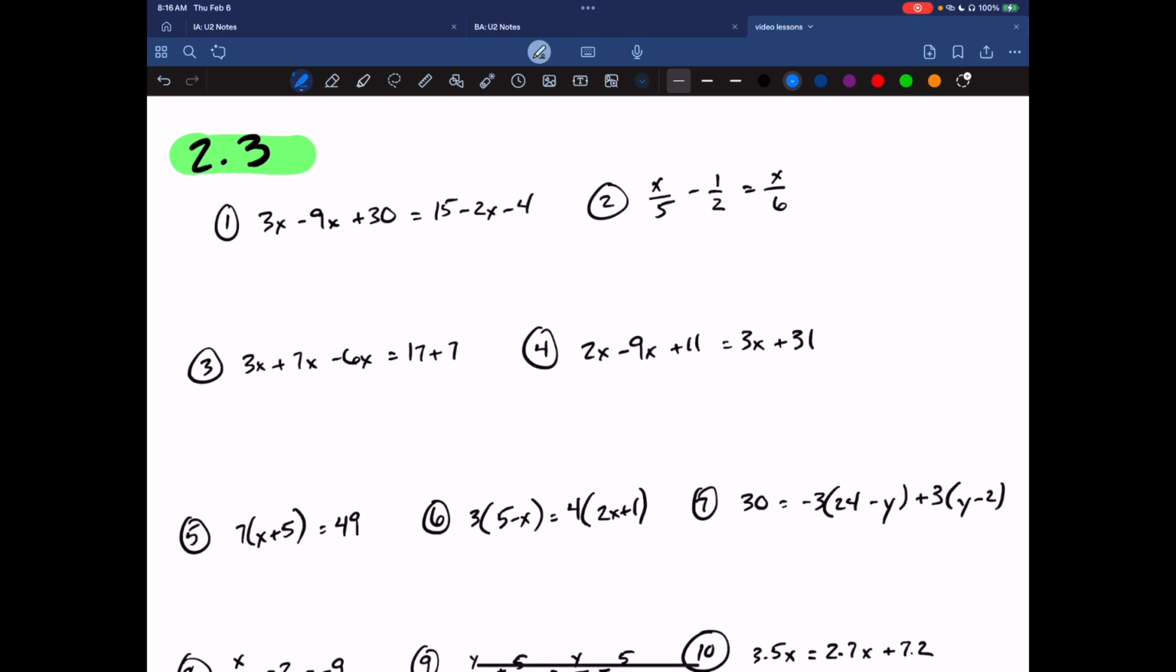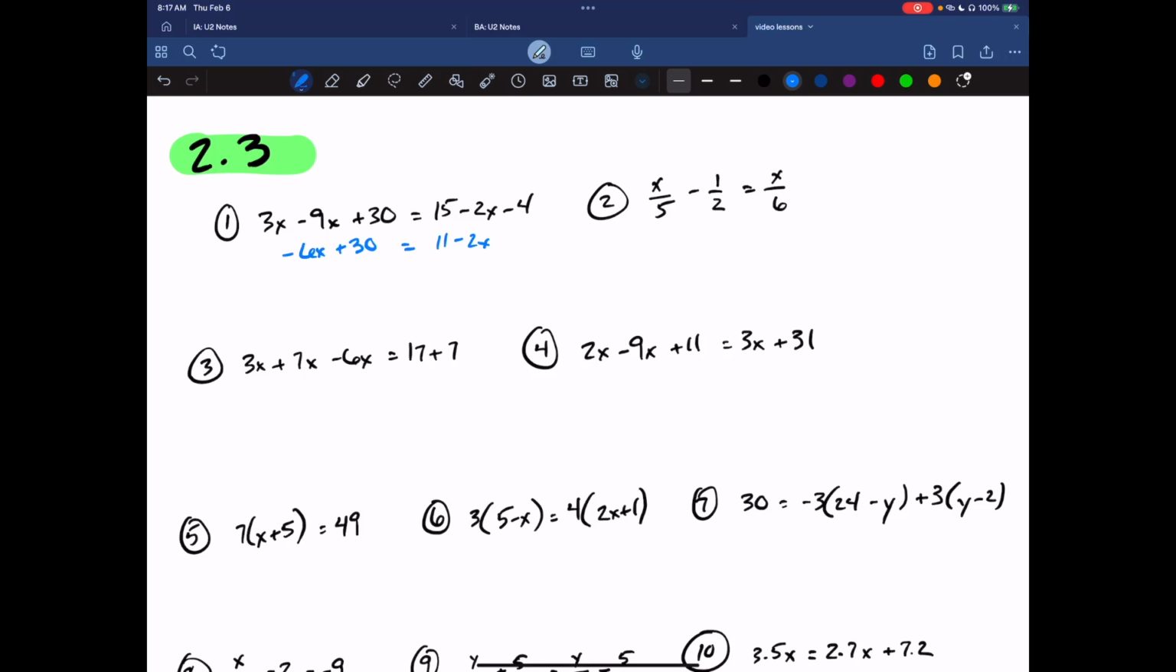On 2.3, it's a lot of basic stuff. We're just doing basic operations, combining like terms. So on number one, we have 3x minus 9x. Well, that's going to simplify and give us negative 6x plus 30. All right, and then we have 15 minus 4. That's going to be 11 minus 2x. You could have also written it as negative 2x plus 11.